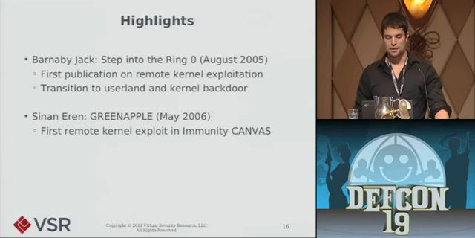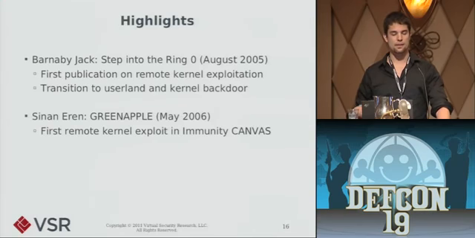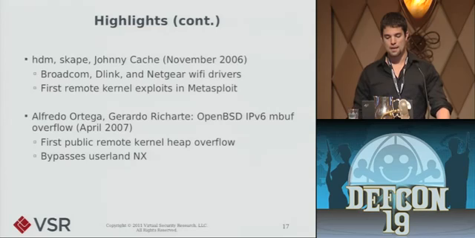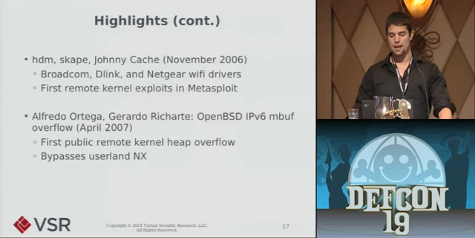ended up implementing. Next, in 2006, Sinan Eren from Immunity announced that they had Green Apple, which was a remote kernel exploit for Windows. And that's sort of the first commercially available remote kernel exploit that I'm aware of. Also in 2006, H.D. Moore, Matt Miller, and Johnny Cache published 3 remote kernel exploits that were all added to Metasploit in various Wi-Fi drivers.